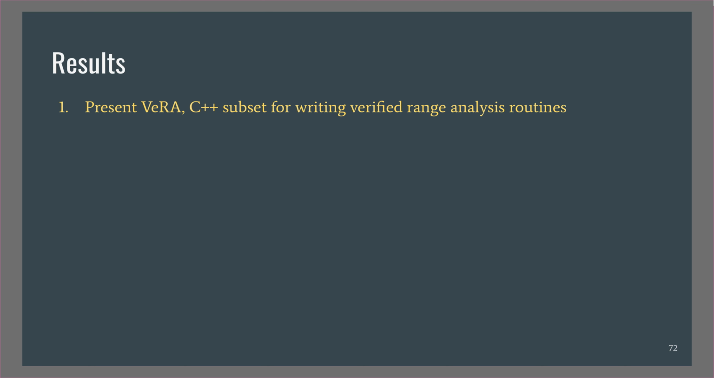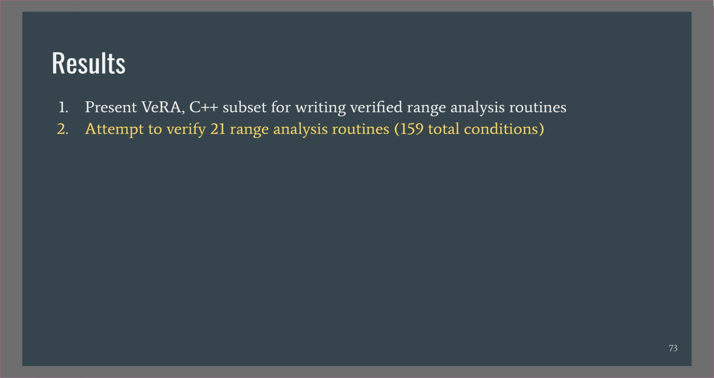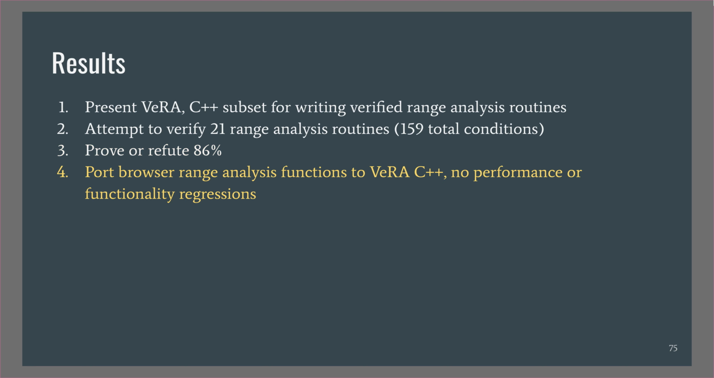We wrote a tool called Vera that browser developers can use to verify their range analysis routines. We attempted to verify 21 range analysis routines in the Firefox browser, and including the entire in-range predicate and another predicate I didn't cover, this meant trying to verify 159 conditions, of which we proved or refuted 86%. We discovered one bug, the ceil bug that I showed you, that's existed for over 6 years in the browser, and when we ported Firefox's range analysis routines to Vera C++, we found no performance or functionality regressions.